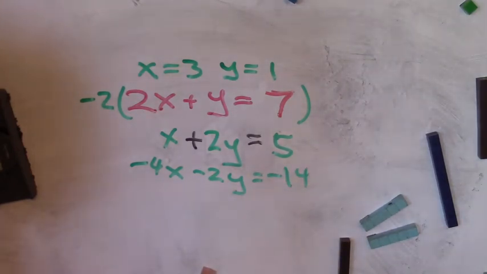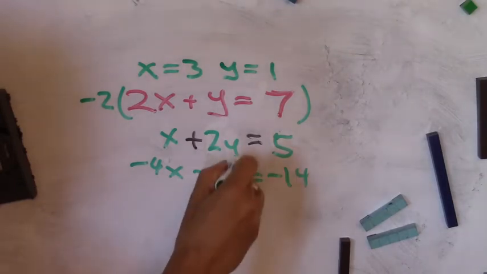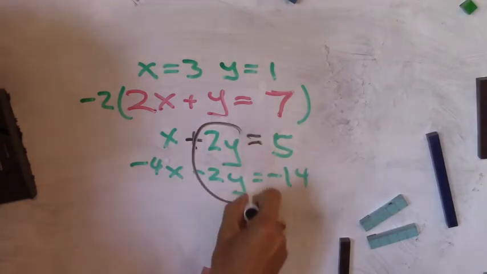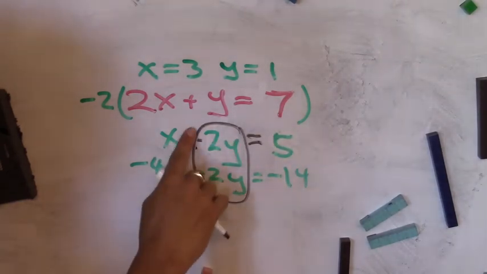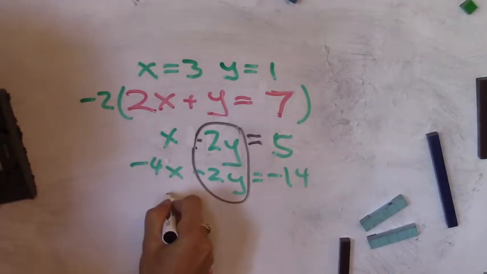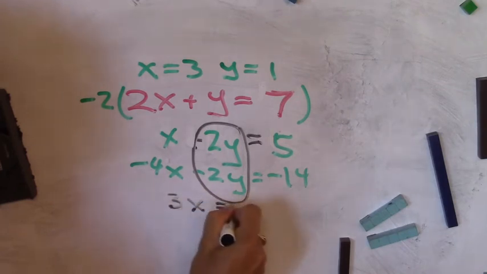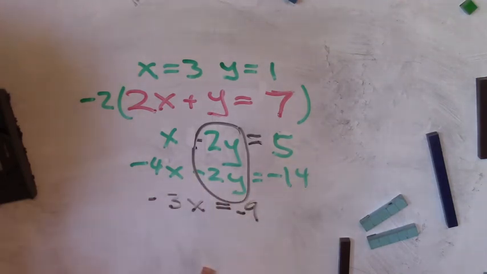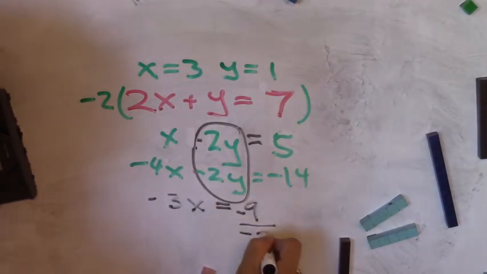Now, do you know what I'm doing? Do you spot zero? Right there, I made a zero. So now when I add these two together, I wind up with -3x equals -9. Right? And then if I divide, x is just 3 because -9 divided by -3.